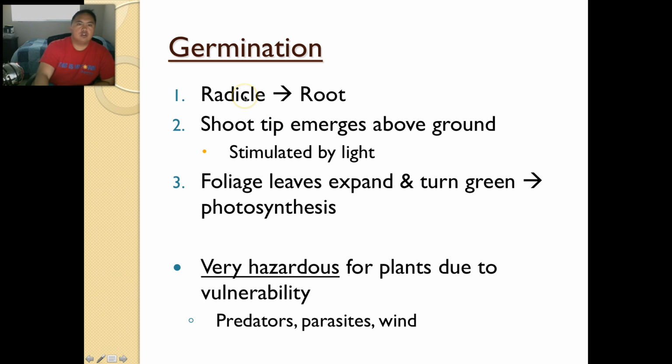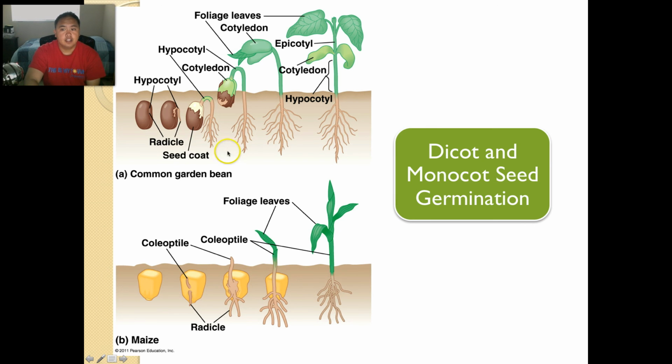So the radicle, the part of the seed, will turn into the roots. Then the shoot tip emerges, if you've seen a seed grow, which is stimulated by light, so it needs water and light. Then the foliage leaves, they expand, they turn green. And this is the part where they're very, very vulnerable, because they're just a seed. So at any point, an animal can eat it, the wind, the rain, whatever. So this is the most vulnerable part of a plant's life, when it's just about to get out of a seed.